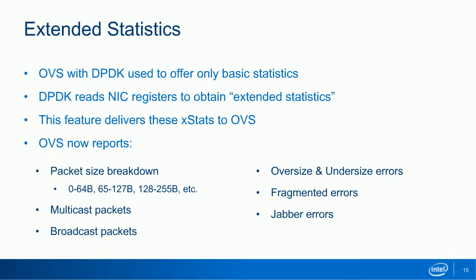And so OVS can now report packet size breakdowns, so your different packet sizes, whether it's multicast or broadcast packets, and it can also define what's oversized, undersized errors, stats on fragments, and jabber errors also. So that's a new feature that's also been added to OVS 2.6.